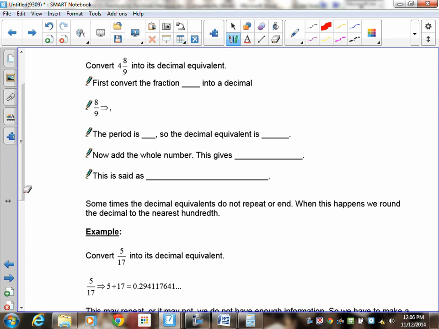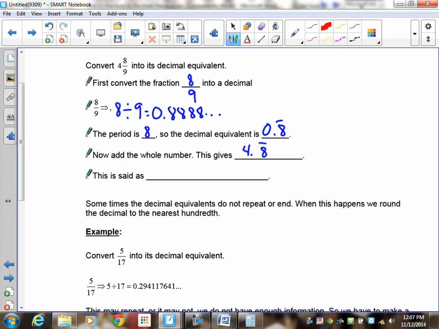Okay, so first, convert the fraction 8/9 into a decimal, showing what you did and what you got. In this case, it's 0.88888888, and it goes on. The period is the 8. So the decimal equivalent is going to be 0.8 with the bar over the 8. Now, add in the 4 because we had the 4 at the beginning. So this is what we've got, 4.8.